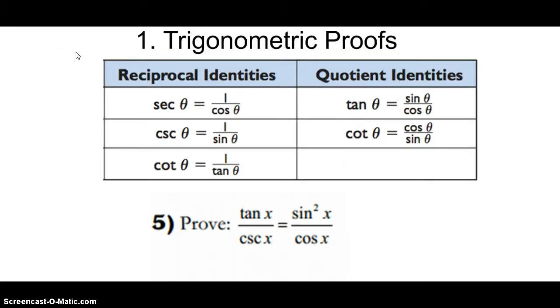It's our fourth and final unit that we're going to be going over. This is Trig Identities, and let's just get into it. Let's start with trig proofs.